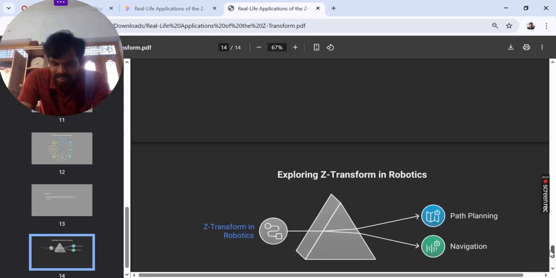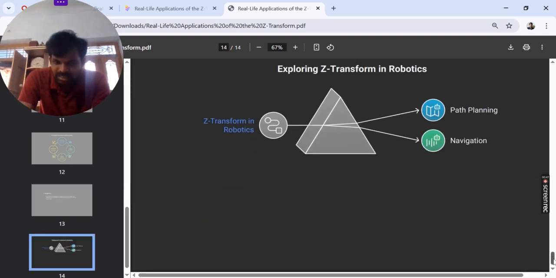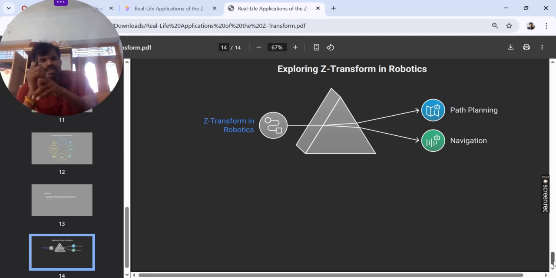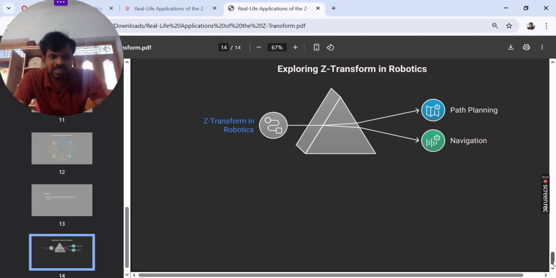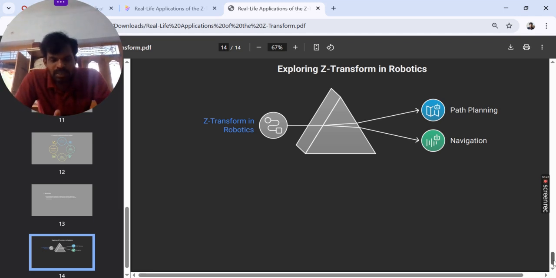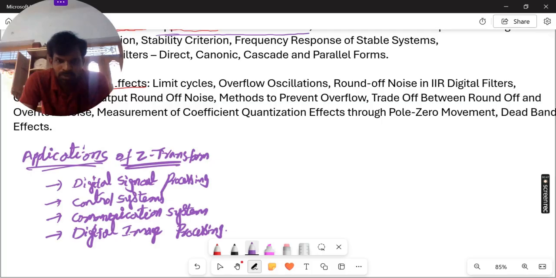Okay, in the next session we are going to discuss, that means let us recall whatever we have studied in our signals and systems subject: the definition of the Z transform, how we are going to represent the Z transform, the ROC, region of convergence of the Z transform, and the system function of the Z transform. Why? Because in our syllabus we have those topics. Let us see those topics.